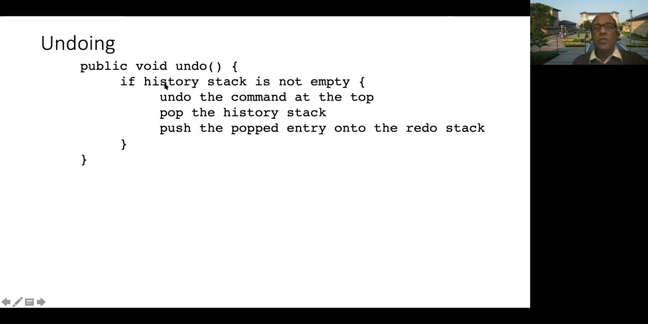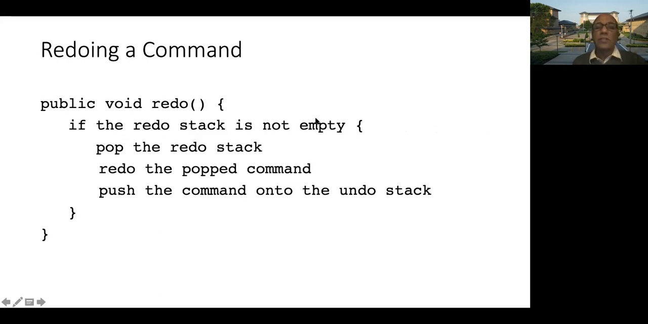Undo, the pseudocode is this. If there is something in the history stack, you have to undo the command at the top and put it into the redo stack after popping from the history stack. Redoing is the converse. If the redo stack is not empty, pop the redo stack and redo that command and push that command back onto the undo stack. So it can now be undone if you want.